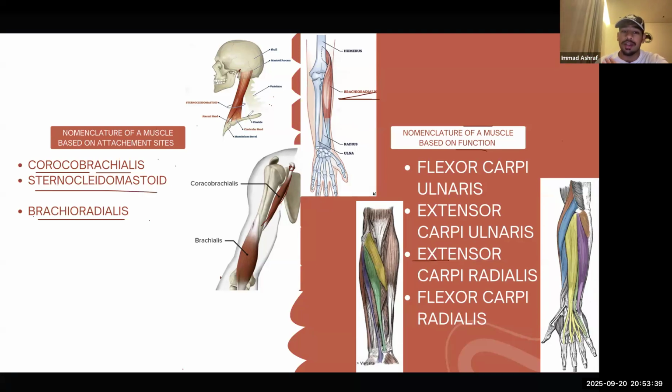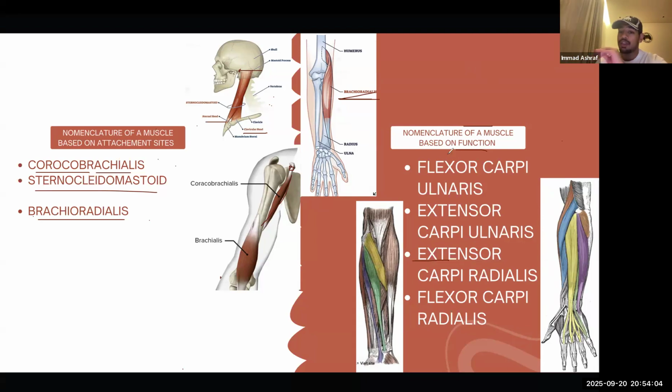Then you have the sternocleidomastoid muscle. So sterno means sternum, cleido means clavicle, and then mastoid is a process you have in the skull. So it attaches to all three. That's why it's called sternocleidomastoid. So it attaches to the sternum, the sternal head. You have a clavicular head, and then it goes and attaches to the mastoid process. So that's why it's called sternocleidomastoid, based on attachment sites.